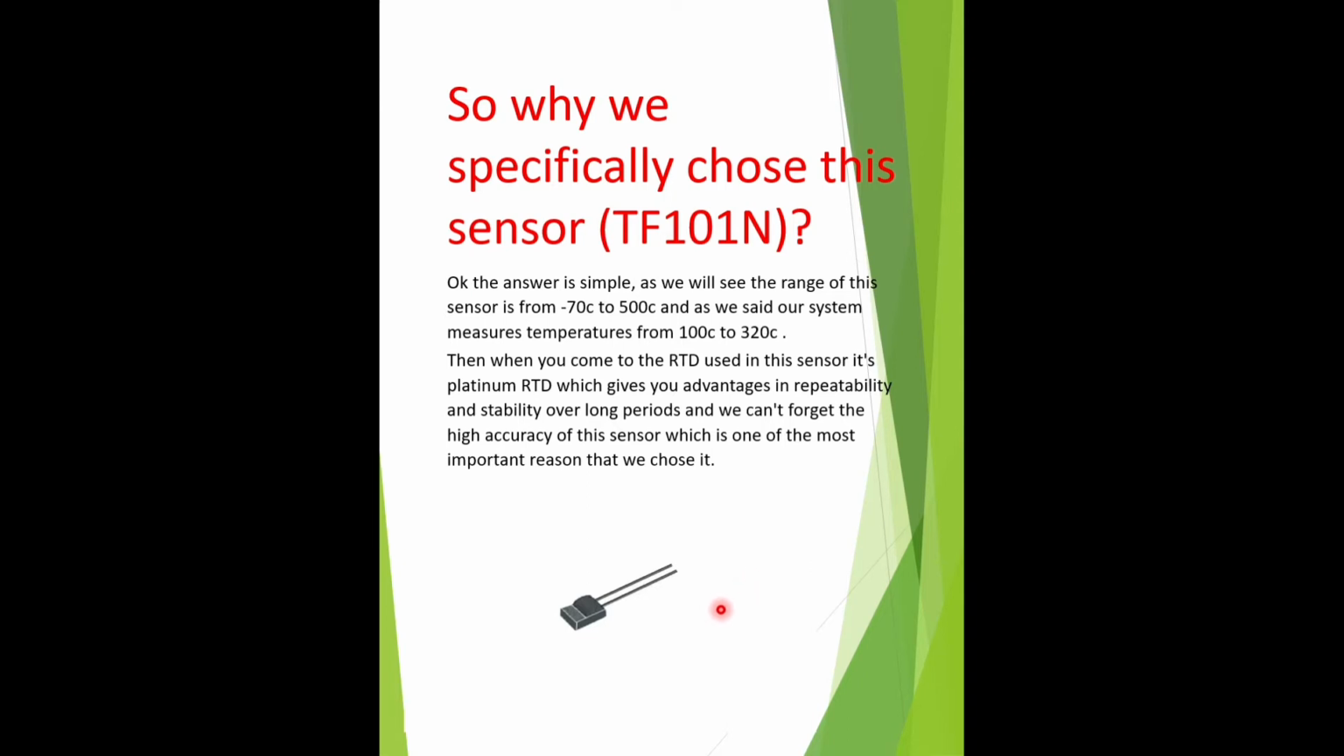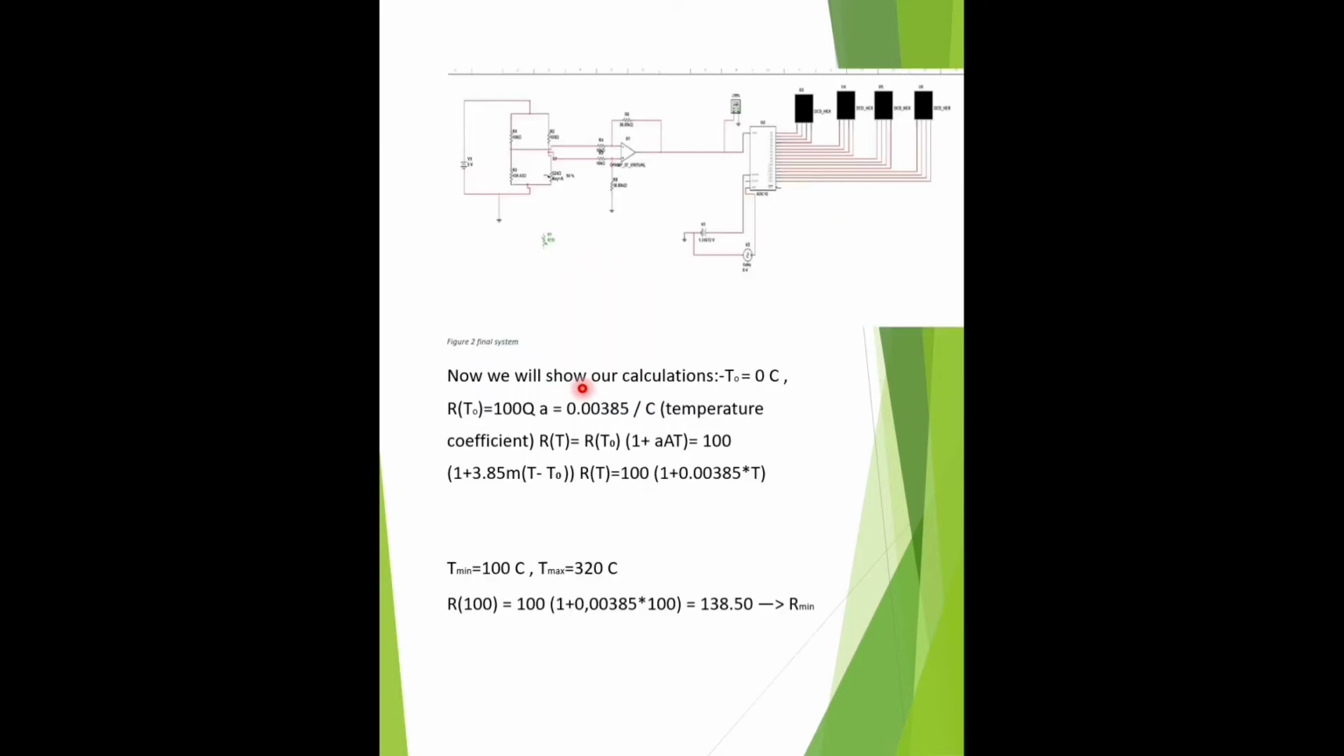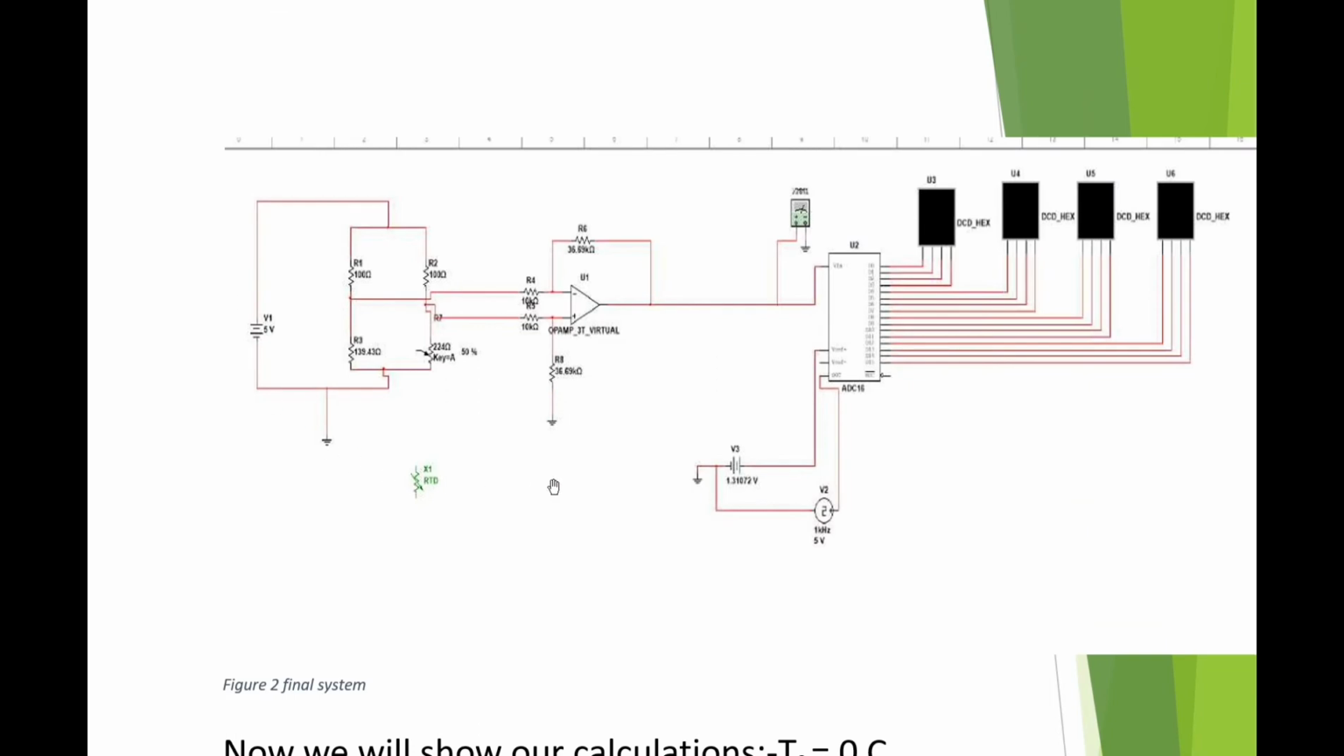Now, we know that in our project we need the sensor to measure temperatures between 100 to 320 Celsius, but actually this sensor measures between -70 Celsius to 500 Celsius. So, we built a signal conditioning circuit to overcome this issue.